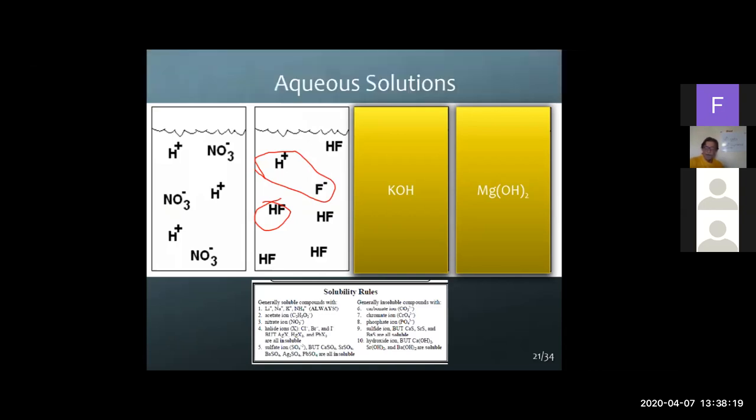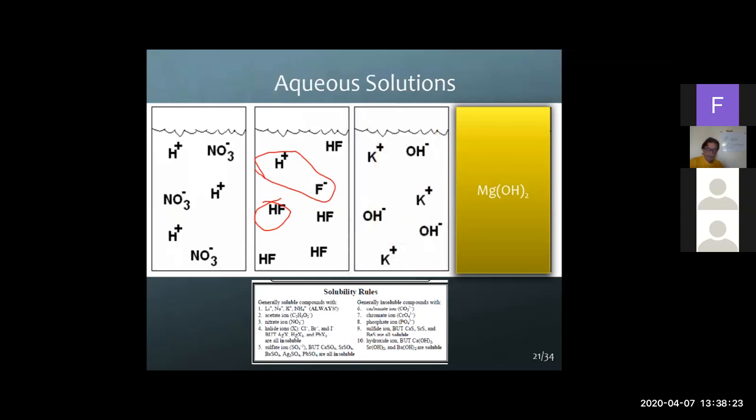Potassium hydroxide, by definition, is a strong base. So in this case, notice the slide. They're all separated. They're all totally dissociated. Now, magnesium hydroxide is a weak base because we gave you that. But we can also use the solubility rules down here in the bottom.